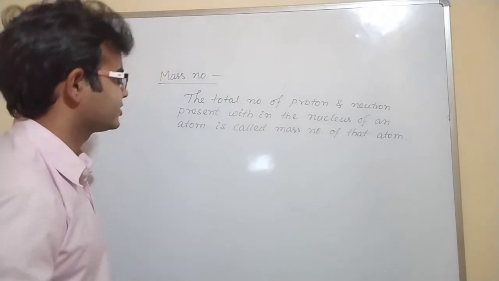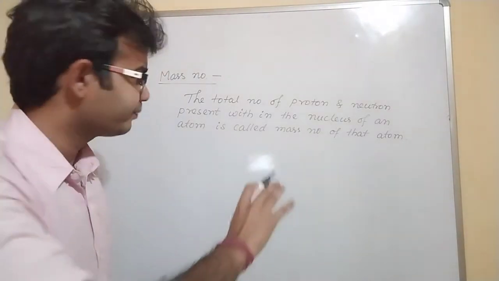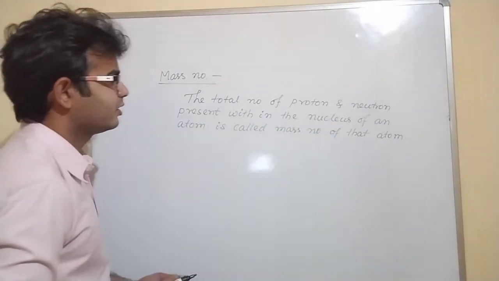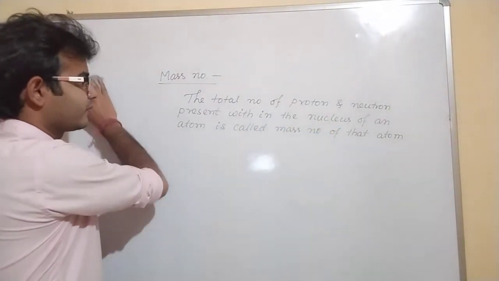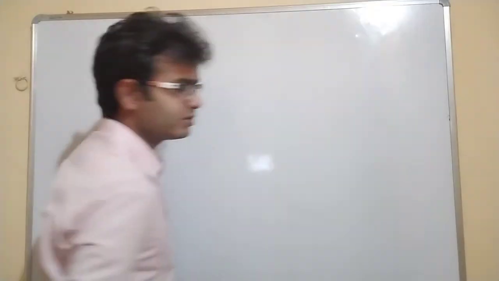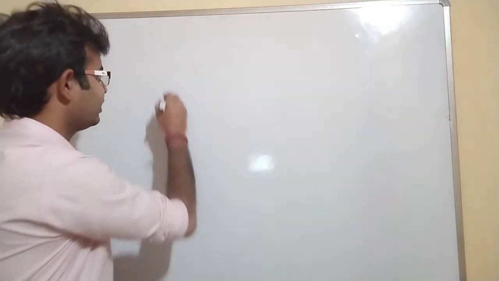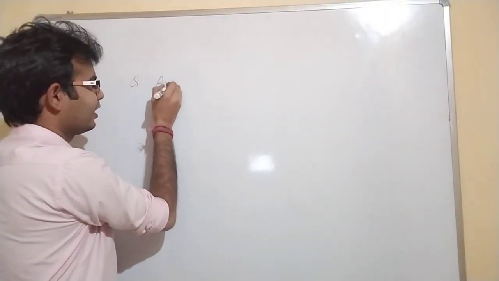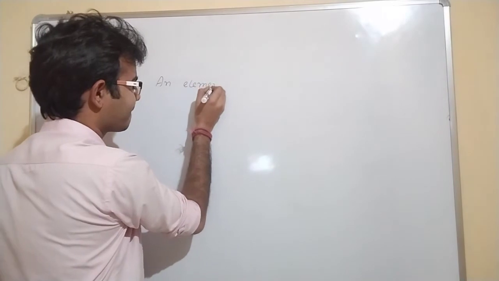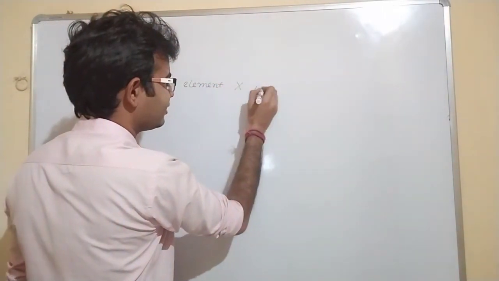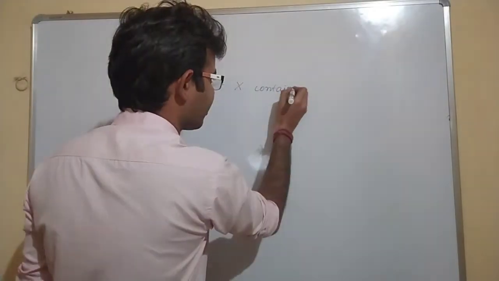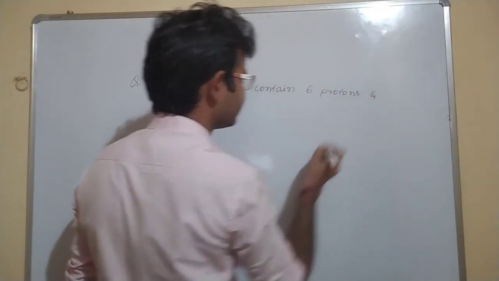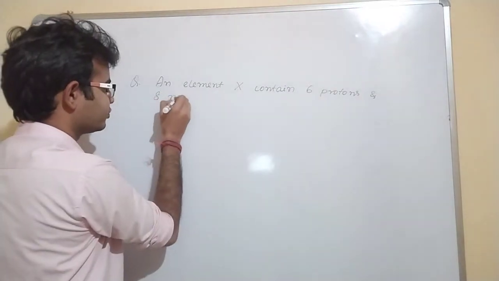So let me discuss about this. Okay, ये हो गया, इतना clear है? अच्छा. The total number of proton and neutron present within the nucleus of an atom is called the mass number of that atom. अच्छा. तो suppose क्वेश्चन आपका ऐसा है कि an element X contains 6 protons and 8 neutrons.